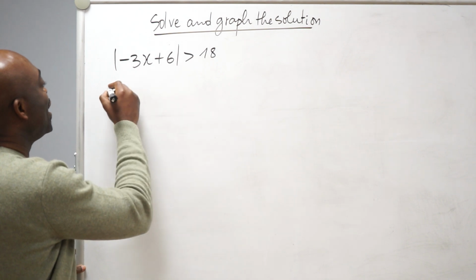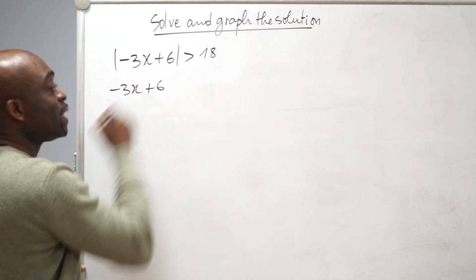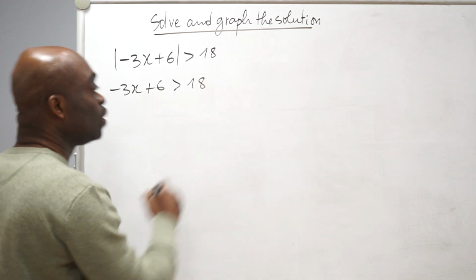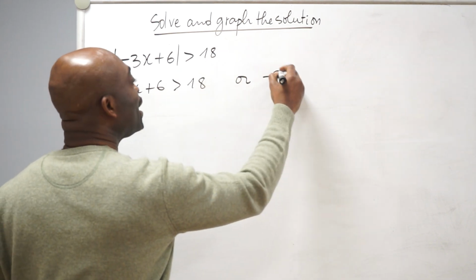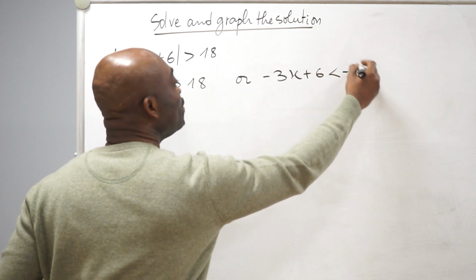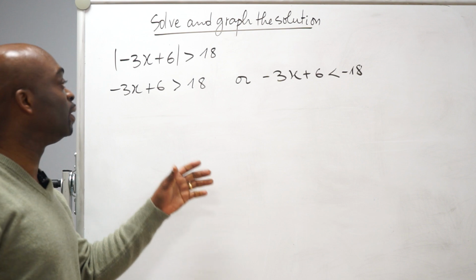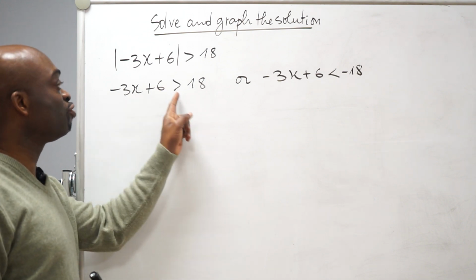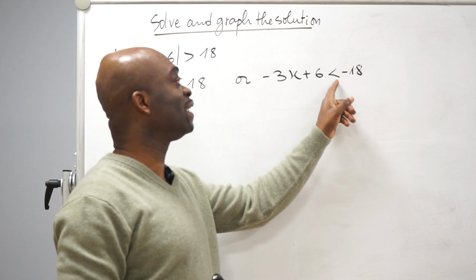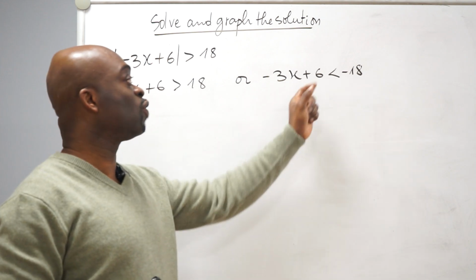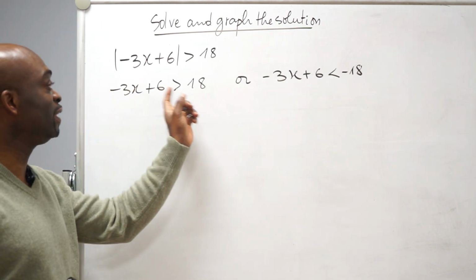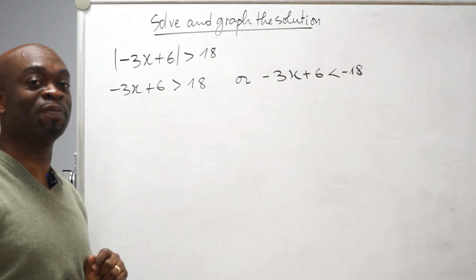So we have negative 3x plus 6 greater than positive 18, or negative 3x plus 6 less than negative 18. So this is how we set them up. When it comes to the negative 18, it's less than. When it comes to the positive 18, it's greater than. So that's the first thing you need to pay attention to.